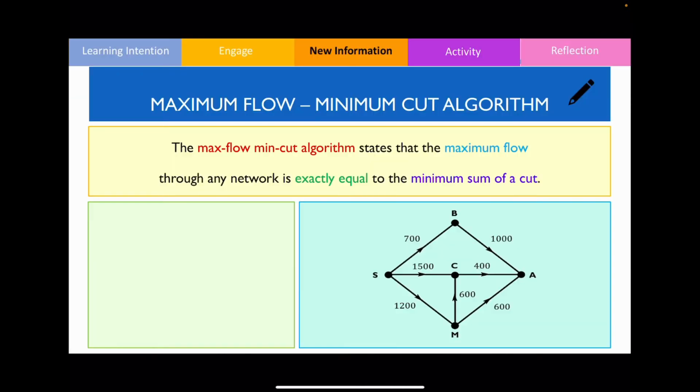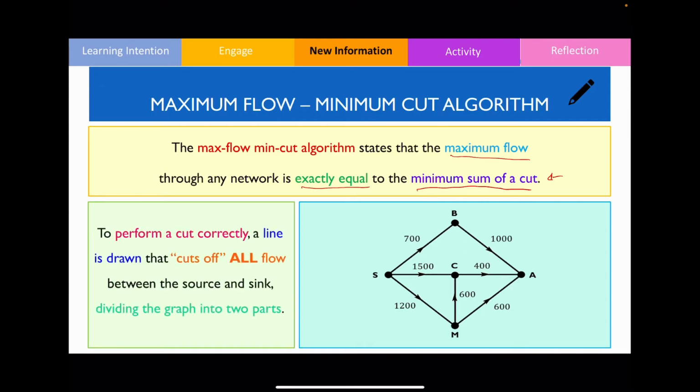This algorithm states that the maximum flow of any network will be exactly equal to the minimum sum of a cut. Let me explain what a cut is. A cut is an imaginary dashed line that we draw on the network, and essentially it cuts off or disconnects all the flow between the source and the sink, and it divides the graph into two parts. In this example, this over here is my source, and that over there is my sink.